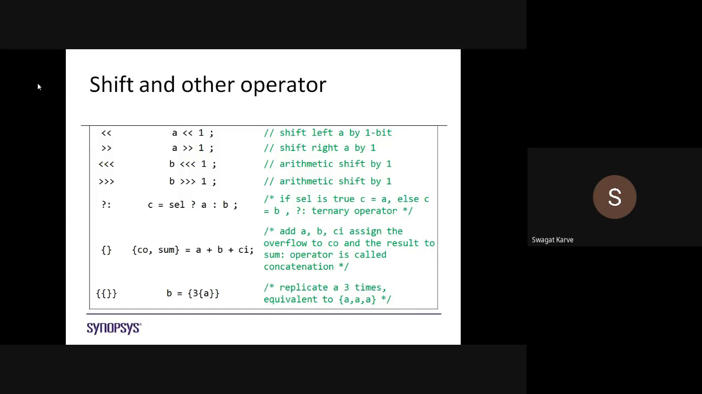Now, the first one is the double less than sign. This is the symbol of that particular operator. So what does double less than sign mean? Shift left by 1 bit. Whatever the word length of a, it will get shifted left by just a single bit. That means if a is 0011, what will be the output after shifting by 1 bit?